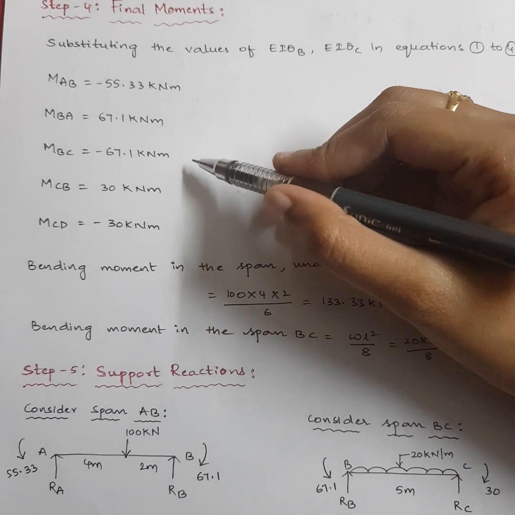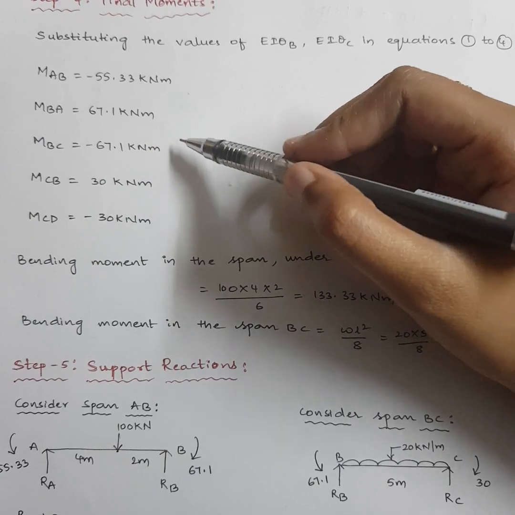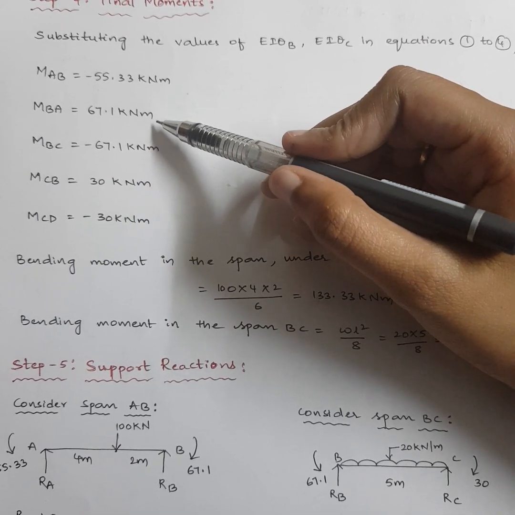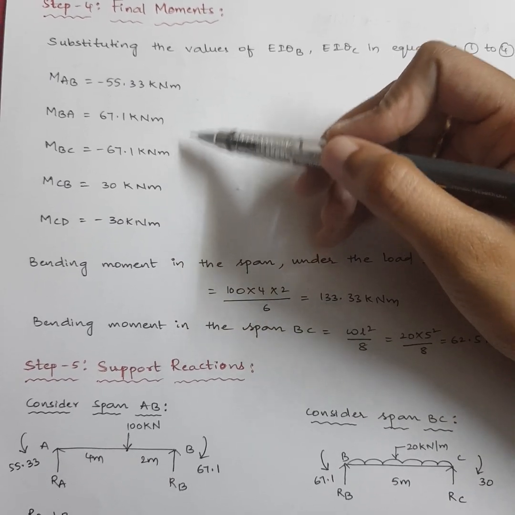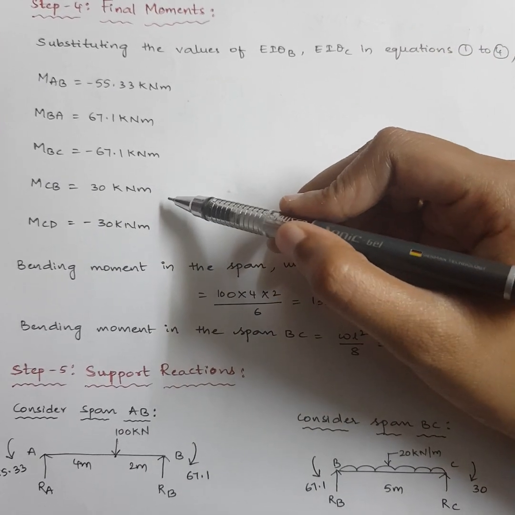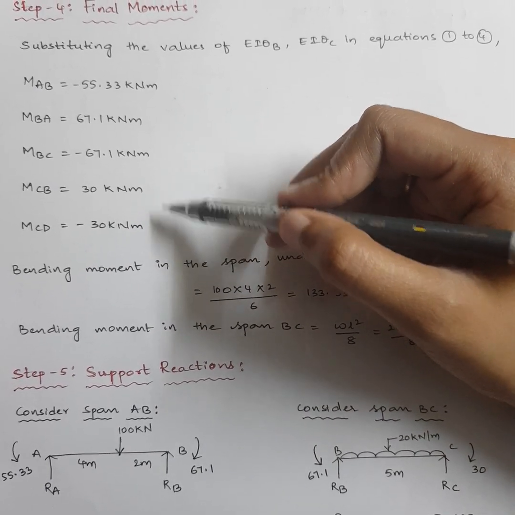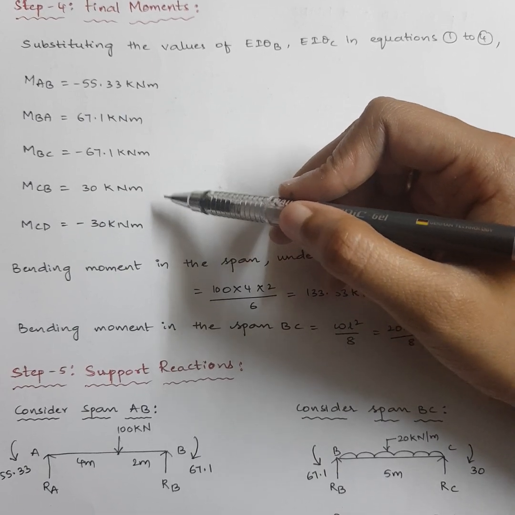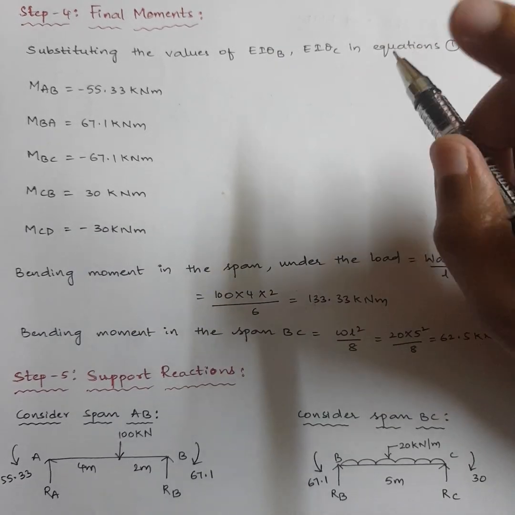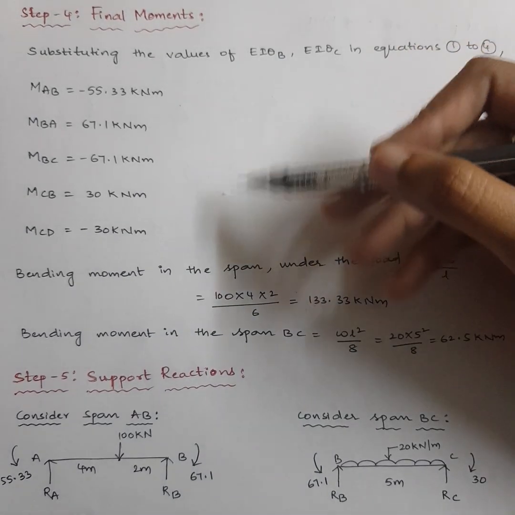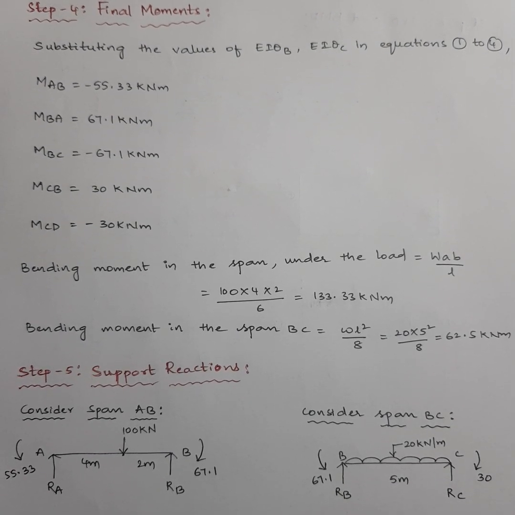See, observe, as I've told you, we applied an equilibrium condition at joint B, right? What did you write? MBA plus MBC equals 0. So see here, this is plus 67.1 and this is minus 67.1. Just add them, it is 0. So we can have a cross check here. Similarly, we wrote another equilibrium condition at joint C: MCB plus MCD equal to 0. So you have plus 30 and minus 30. Add them, it is 0. Correct? You have another cross check here also. After getting the final moments, you have to check whether you did it correctly or not. Here itself you will understand. If you're not getting the same answers, then you made a mistake somewhere in the calculation.